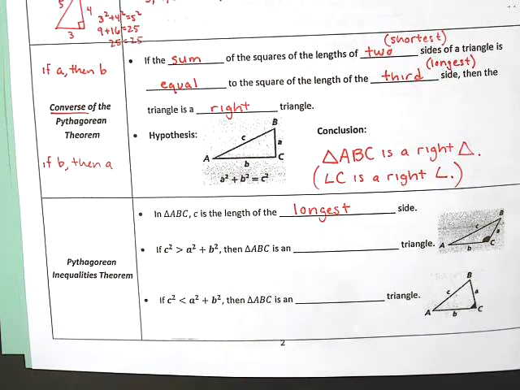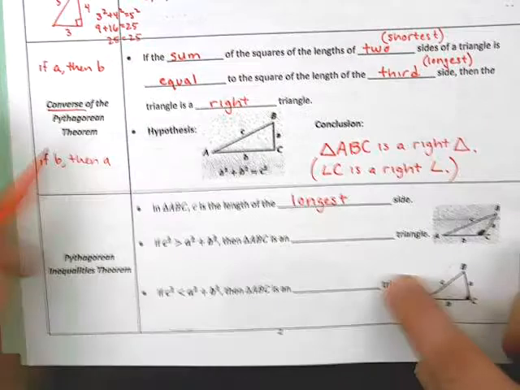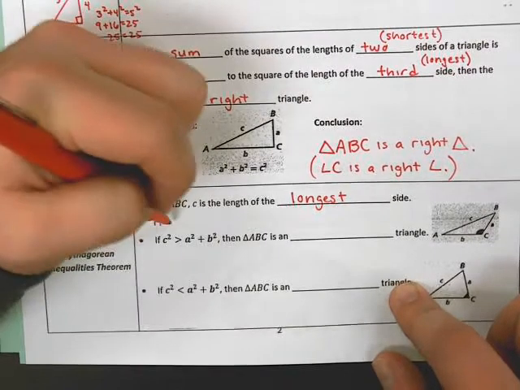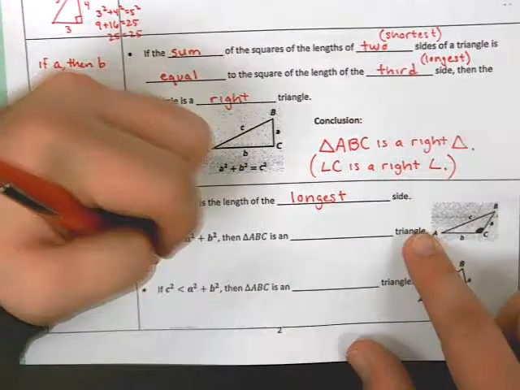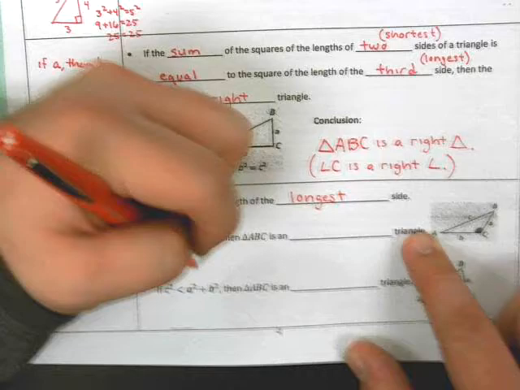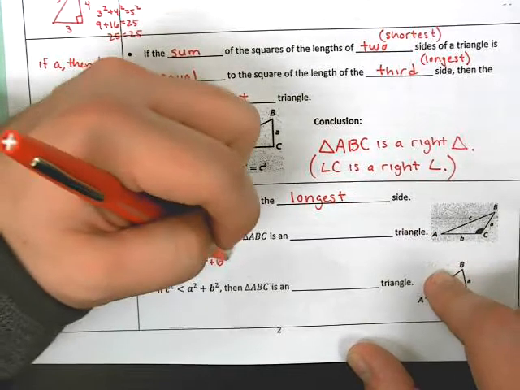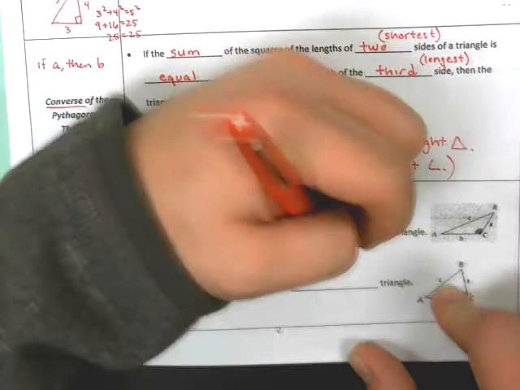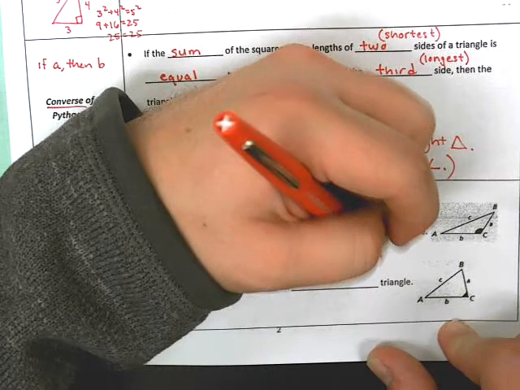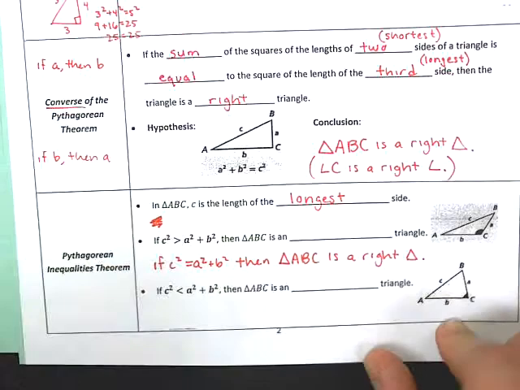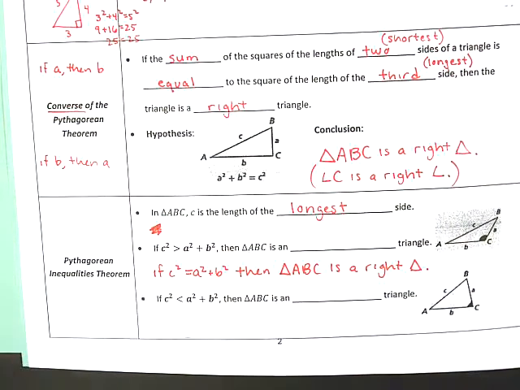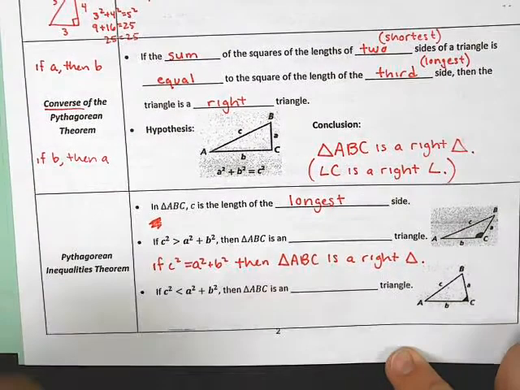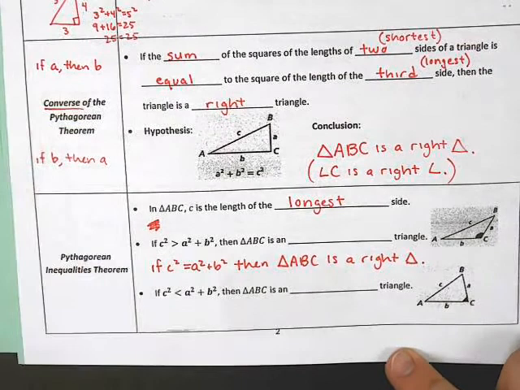And then we know that, well, actually, let's go over the one that we already know. I'm going to put it right here in the middle. If C squared is equal to A squared plus B squared, then triangle ABC is a right triangle. Let that sink in. We've already talked about this. We did that up above.